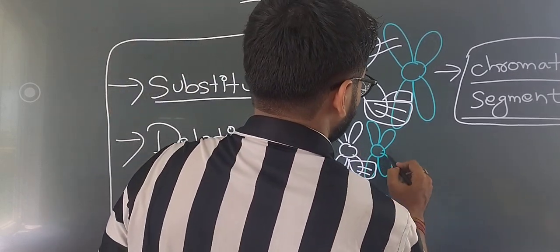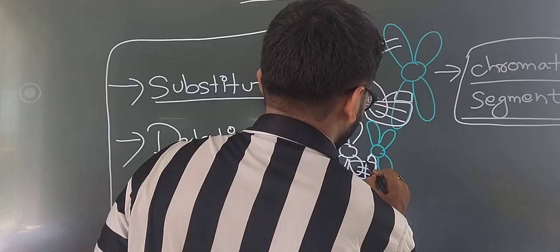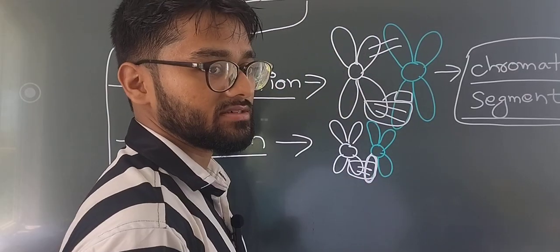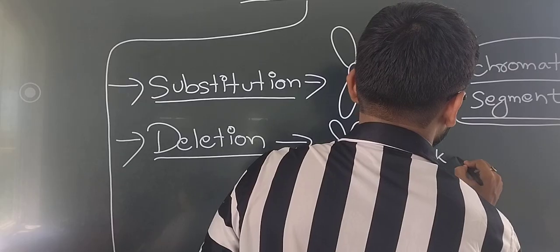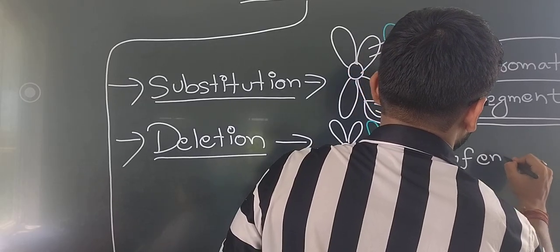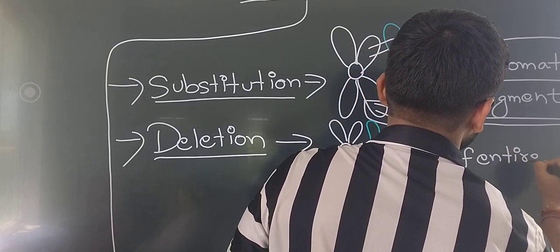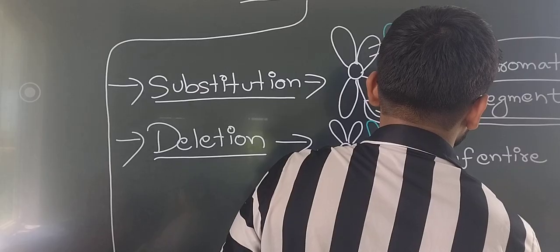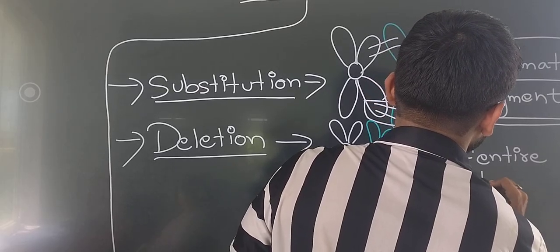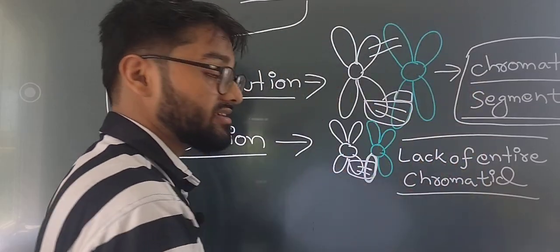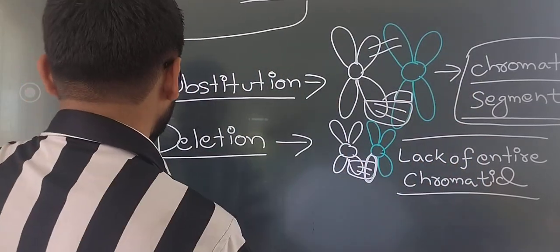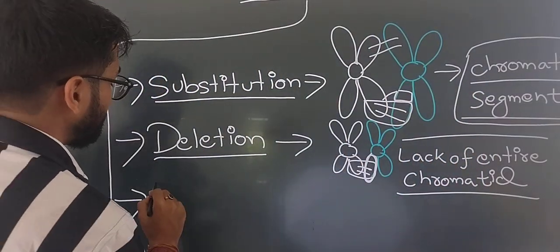But if we talk about this part, what does this part go through? It goes through a lack of the entire chromatid, and this is called deletion. Then we move on to inversion.